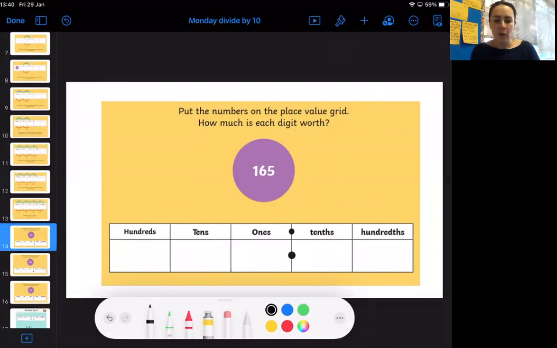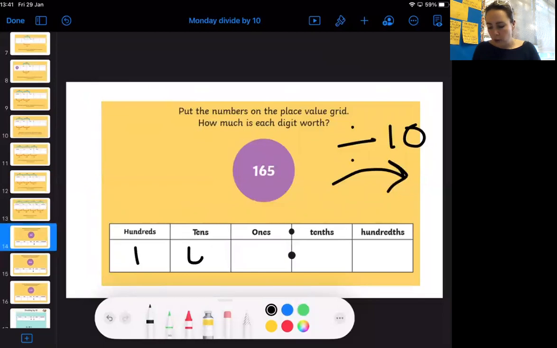What I would like you to do after I've explained this slide, when I tell you to pause it, have a go at drawing this number on the place value grid, and then see what each digit is worth. And then I would like you to have a go at dividing it by 10. If we're dividing, remember we're moving to the right on our place value grid, we're making our number smaller. So pause the video now.